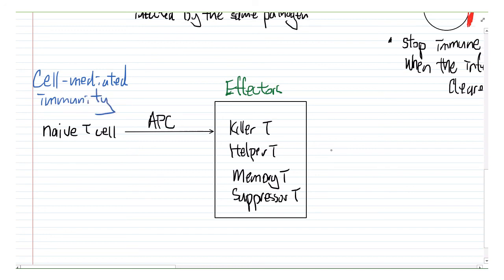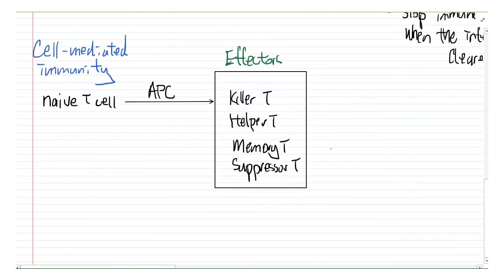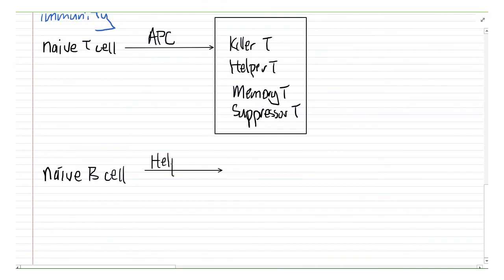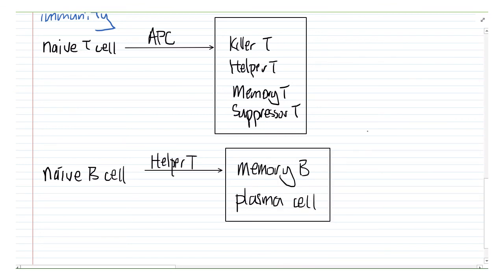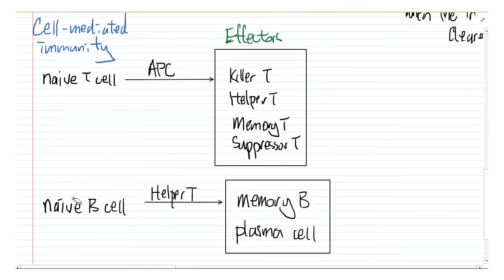On the other hand, we have a naive B cell, and to activate the naive B cell, to choose the correct naive B cell, you will need to have a helper T cell. Once the naive B cell is chosen by the helper T cell, it will differentiate into memory B cell and plasma cell. So these are antibody factories, right? Again, these are called effector cells. These are the effectors for naive B cells.